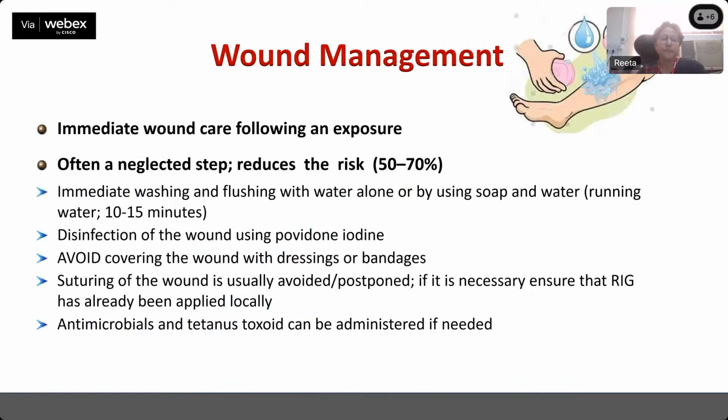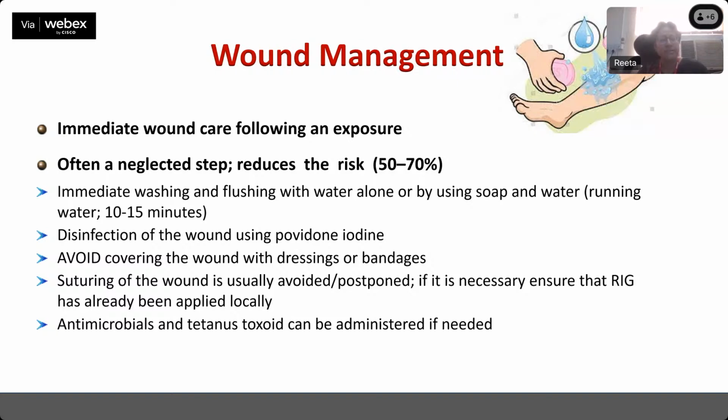Next slide. Coming to wound management immediately after a bite, this is a very simple step, yet most often neglected. So remember, by just thoroughly washing and flushing the area of the bite or the scratch or exposure, we can reduce the risk of rabies by 50 to 70%. So this has to be done for 10 to 15 minutes under running water. Now, if soap is available, soap can also be used. But if soap is not available at the site where the washing is done, it can be done just with plain running water. If disinfectants are available, you can use them.